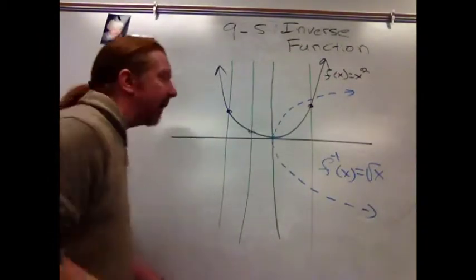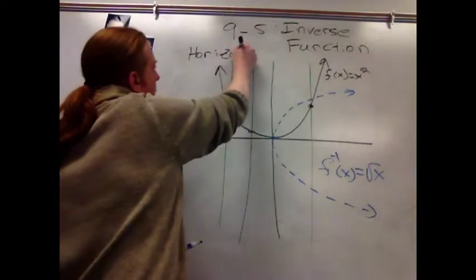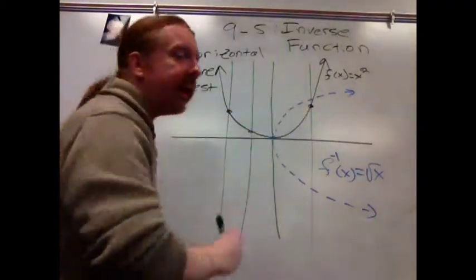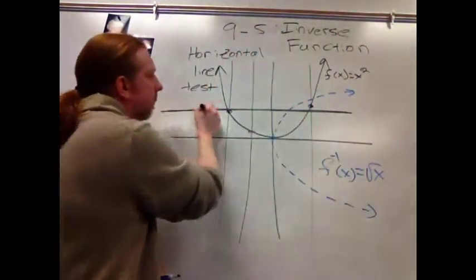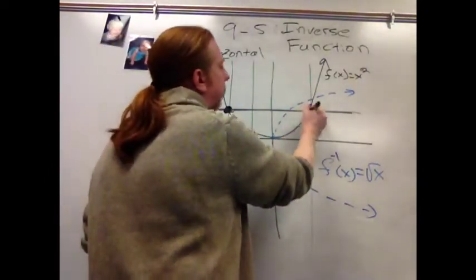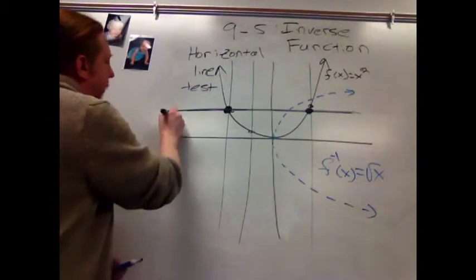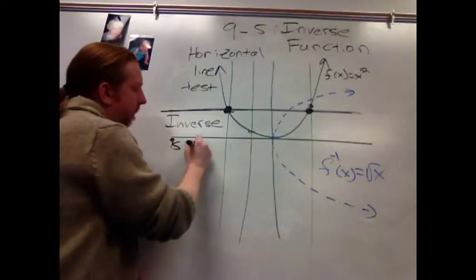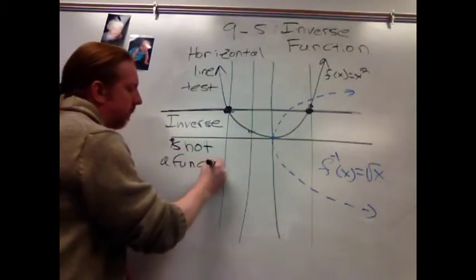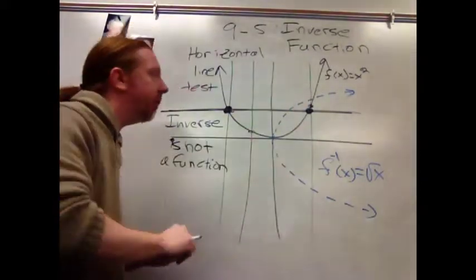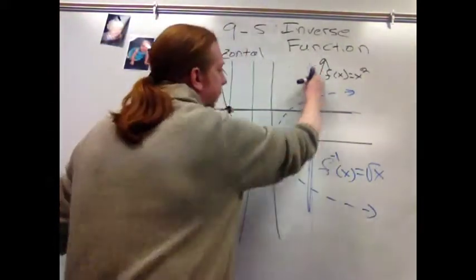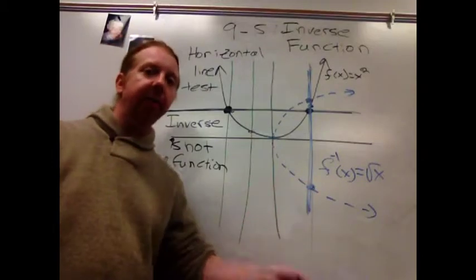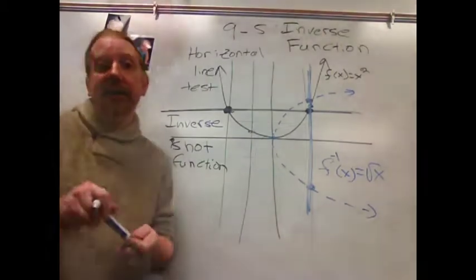The horizontal line test, when I draw a horizontal line through here, 1, 2 points of intersection, my inverse is not a function. And when I look at the graph of that inverse, I can see 1, 2 points of intersection. So the actual graph of the inverse itself does fail the vertical line test.